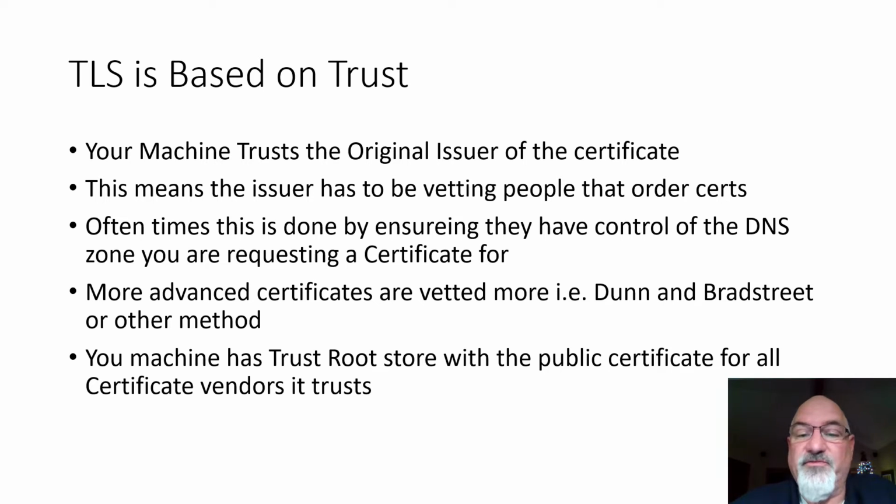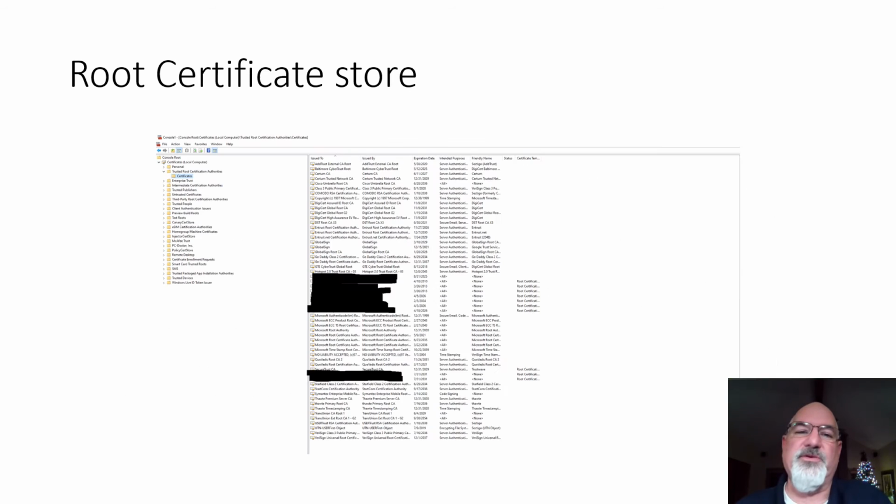More advanced certificates are vetted more, i.e. Dun & Bradstreet and other methods to see who you are. They call your company, or call a public line and see that the number can be transferred to you, and you verify that you're an employee of the company when you order those certs. So a lot of things happen to make sure that trust is not broken somewhere. Your machine has a trust root store with a public certificate for all the certificate vendors it trusts. You can remove all those and make it so you don't trust them, but that's a whole other story. But that's part of the process, is how it begins with that trusted root.